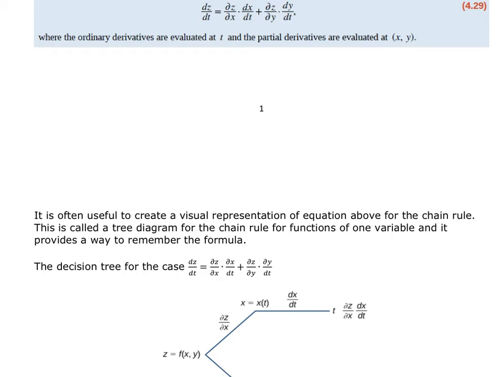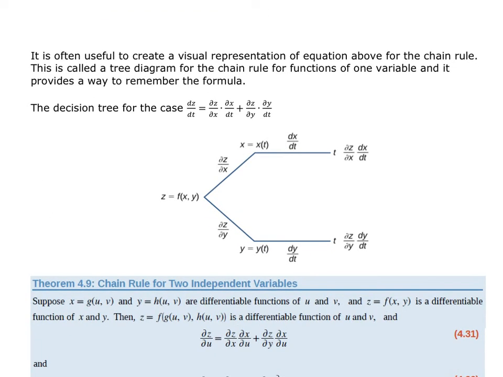So here is a tree diagram for the case where I have dz/dt. Here's my function f of x, y, and going around this branch, the partial derivative of z with respect to x is multiplied by the derivative of x with respect to t, this branch times this branch. Then going down this other branch, I have the partial derivative of z with respect to y, and then dy/dt. You multiply along the branch to get the end, and then, of course, you add the end branches together, which is why we end up with this.